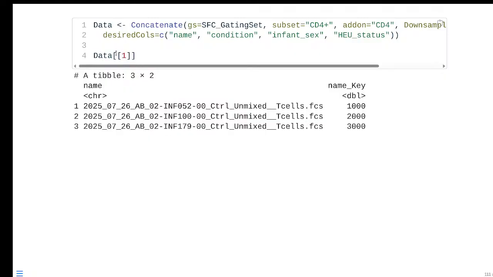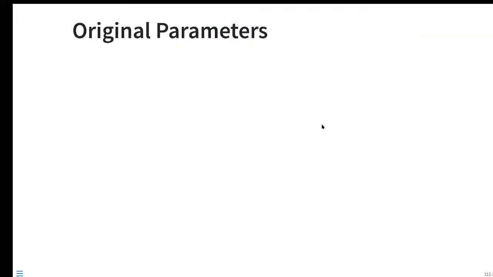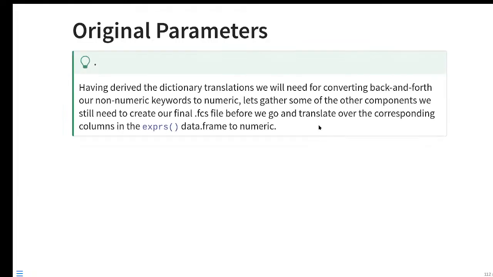So for example, when I'm running and checking that first one, you can see the first dictionary lookup. It has name, and then it has the name underscore key column, and you can see there's numeric values that are going to be used to internalize, and so on and so forth. So as we now have the dictionary translations that are needed to convert back and forth our non-numeric keywords to numeric, let's start gathering some of those other components that are going to be needed for the final FCS file before we actually go and translate over the corresponding columns in the exprs to the data from their data frame to numeric.